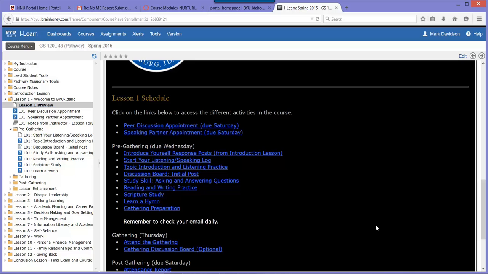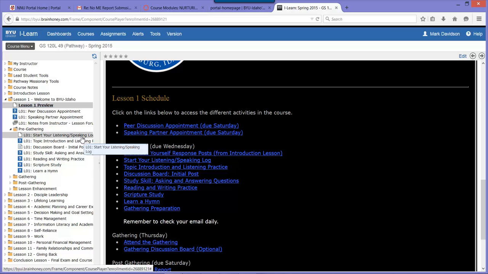And then you're going to want to start your listening and speaking log, topic introduction and listening practice, discussion board. So there's the Lesson 1 discussion board. Your initial post is due on Wednesday for that. Study skills, reading and writing practice, scripture study, learn a hymn, gathering preparation.